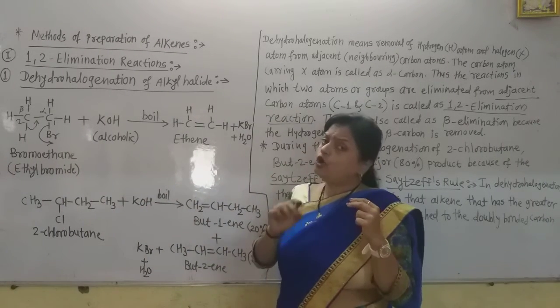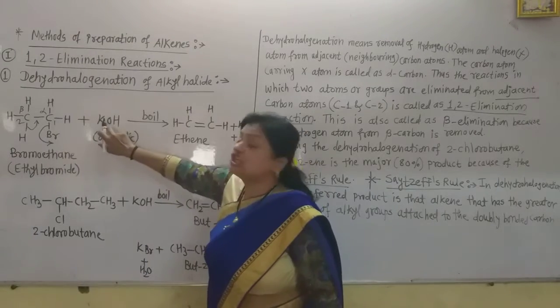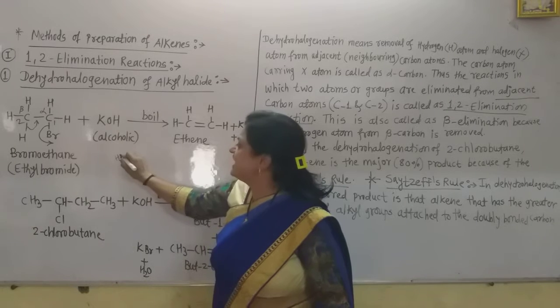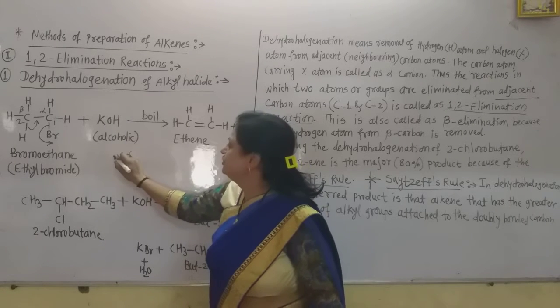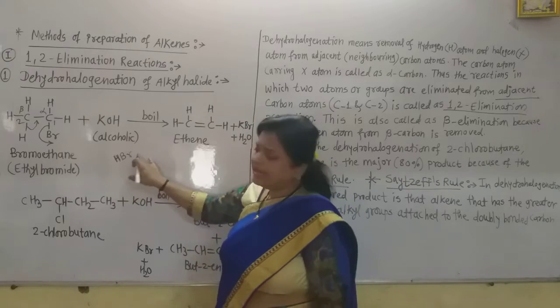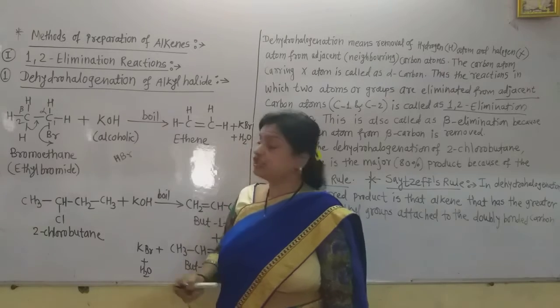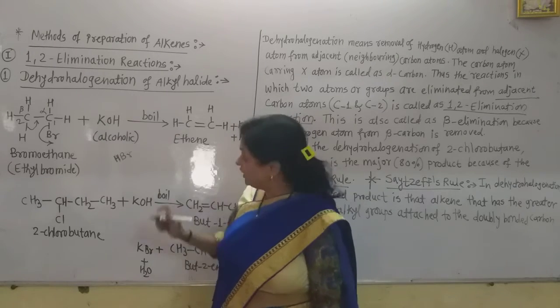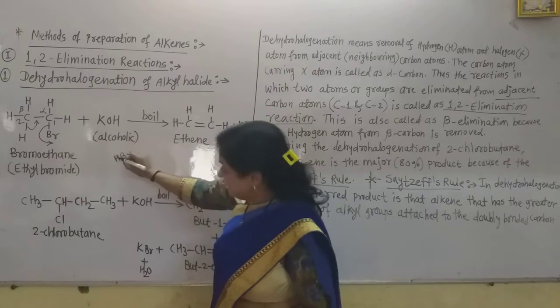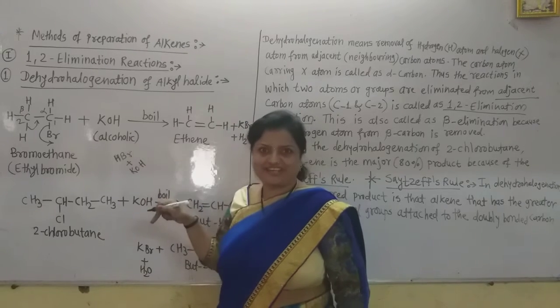Now there is the removal of HBr. But what happened? In the presence of this alkali, HBr is an acid, just as HCl is the hydrochloric acid. This is the hydrobromic acid. And this is the alkali or base, KOH, potassium hydroxide. So what happened? The acid and the alkali react together in a neutralization reaction.